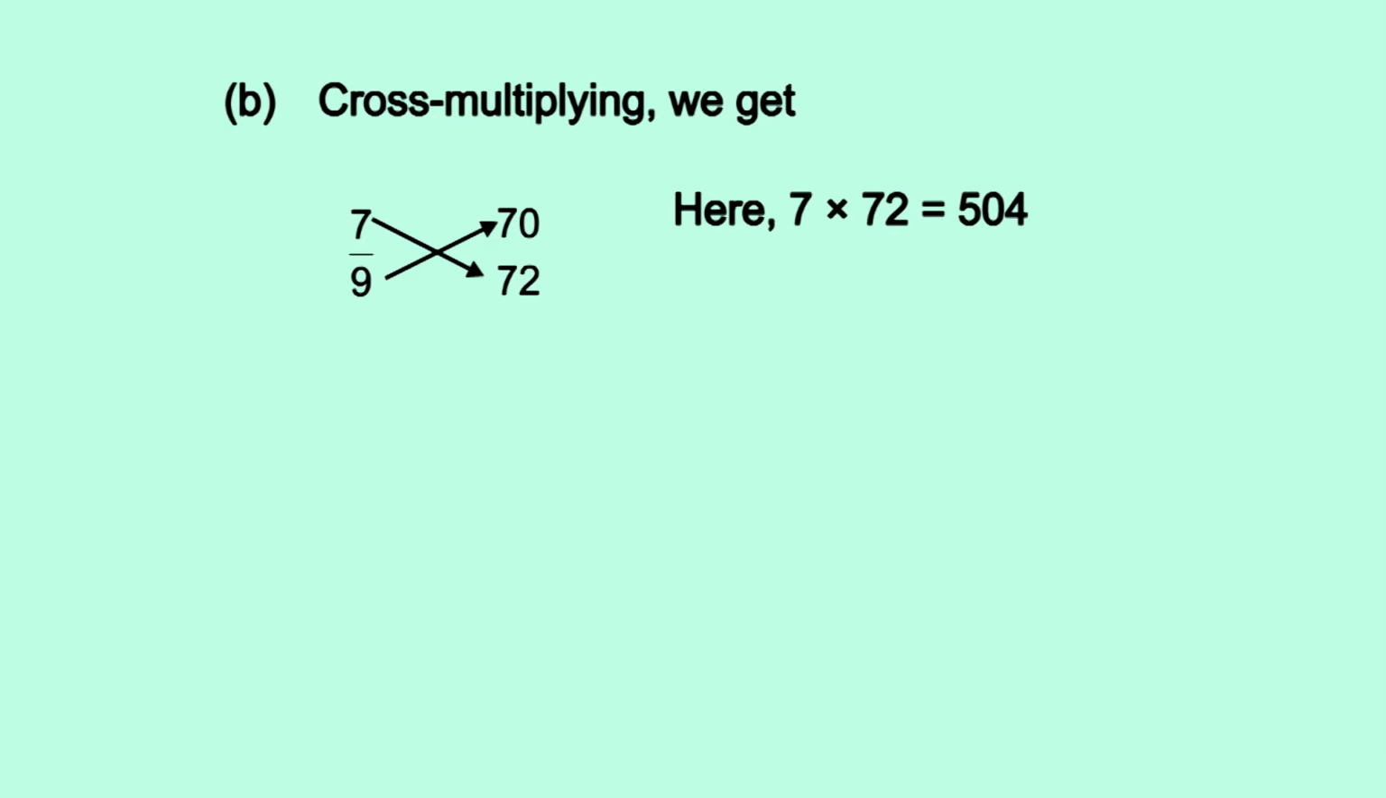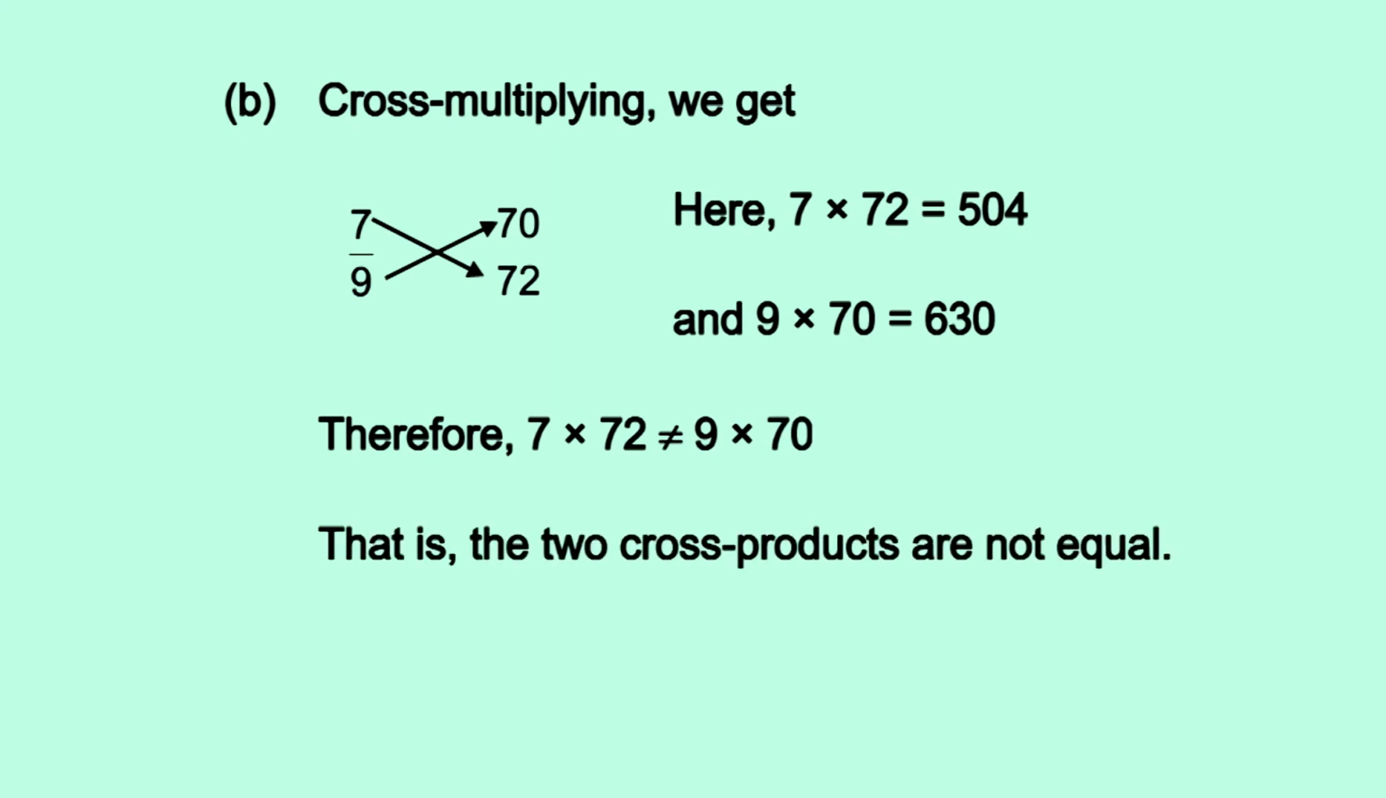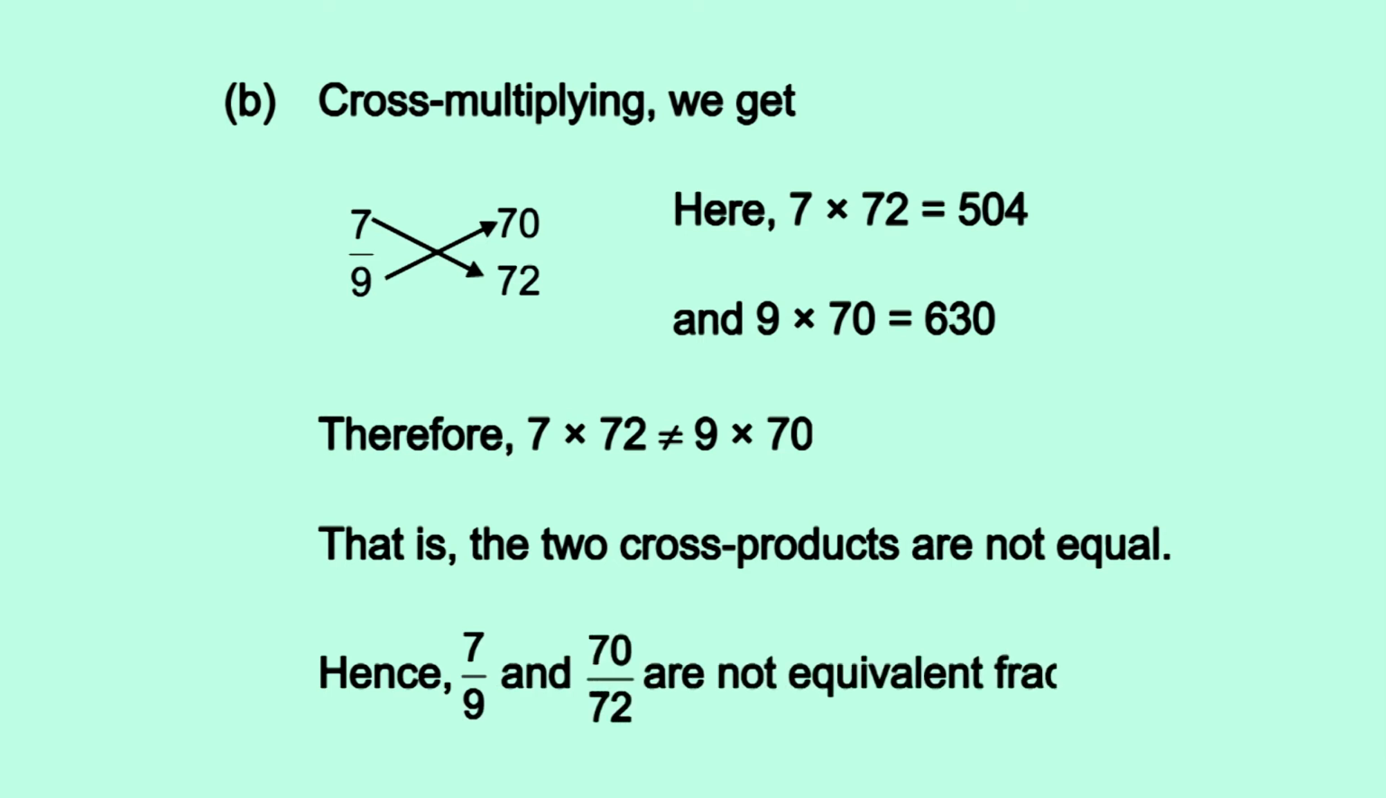Cross multiplying 7 by 9 and 70 by 72, we get 7 into 72 and 9 into 70. Here 7 into 72 is equal to 504 and 9 into 70 is equal to 630. Therefore, 7 into 72 is not equal to 9 into 70. That is, the two cross products are not equal. Hence, 7 by 9 and 70 by 72 are not equivalent fractions.